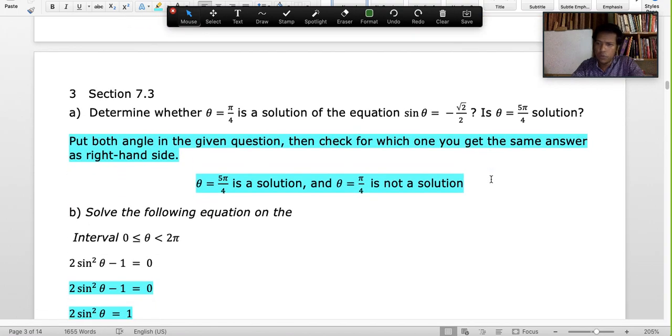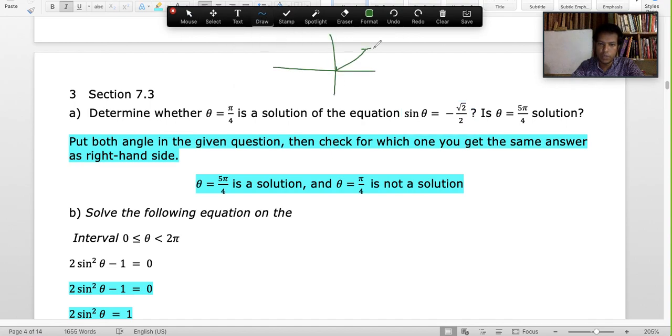For question number 3, we will try to go a little bit faster instead of discussing other things now. Determine whether this is a solution of this, or this is a solution. You see, first of all, this is negative. So this is pi by 4. Pi by 4 means 45 degrees. So it cannot be an answer, first of all, because there is no answer in the first quadrant. This pi by 4 means here in the first quadrant, 45 degree. There is nothing positive in this first quadrant.